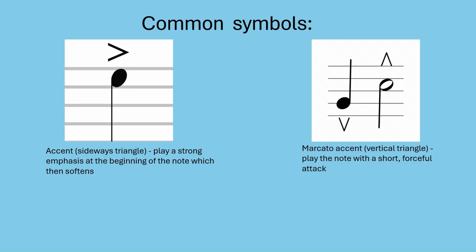The accent to the right is a marcato accent, which looks like a vertical triangle, and this means to play the note with a short and forceful attack, which would sound a bit like this. And here's what it would sound like if I played all the notes in Twinkle Twinkle with this accent.